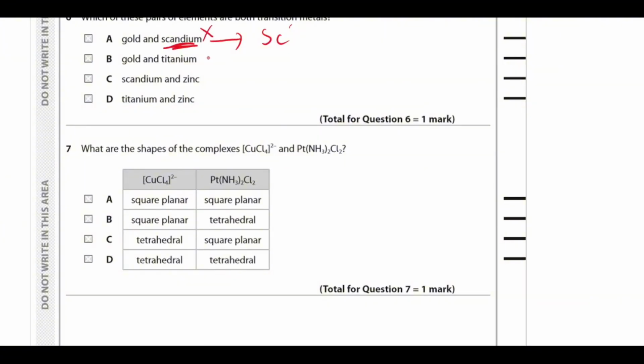All right. If we talk about B though, gold and titanium, yeah, these might be correct because both of them are transition metals and they tend to produce stable ions with partially filled d orbitals. Moving on again, you can clearly see that C and D involve zinc. Again, zinc's ion, Zn2 plus, is a stable ion, but it does not have any partially filled d orbital in its electronic configuration. So the only option would be B.